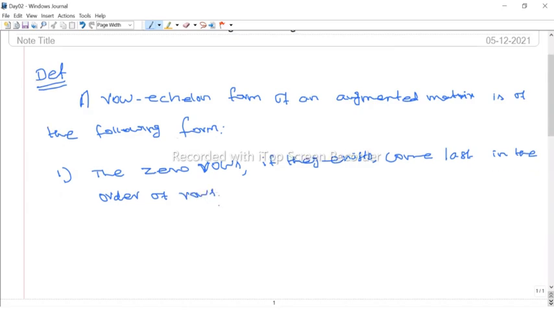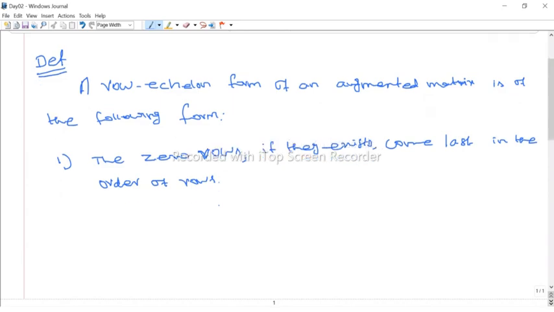So if a matrix contains any zero rows, maybe one zero row or two zero rows, we have to take all the zero rows to the last rows, at the bottom of the matrix.